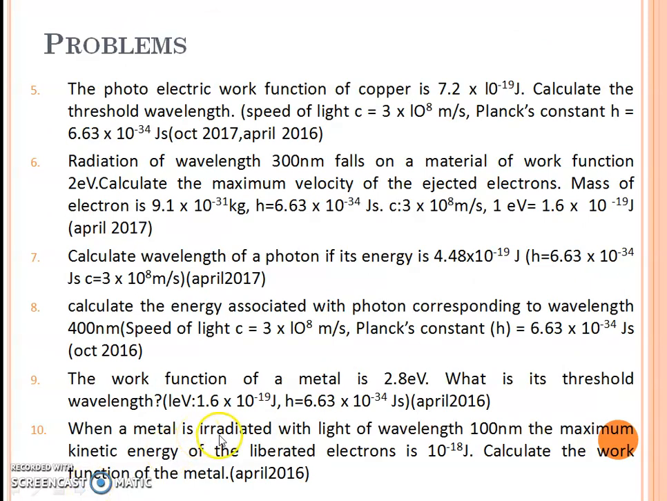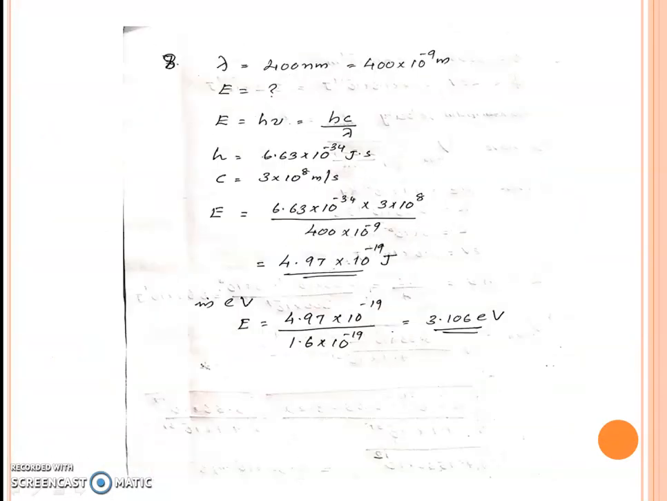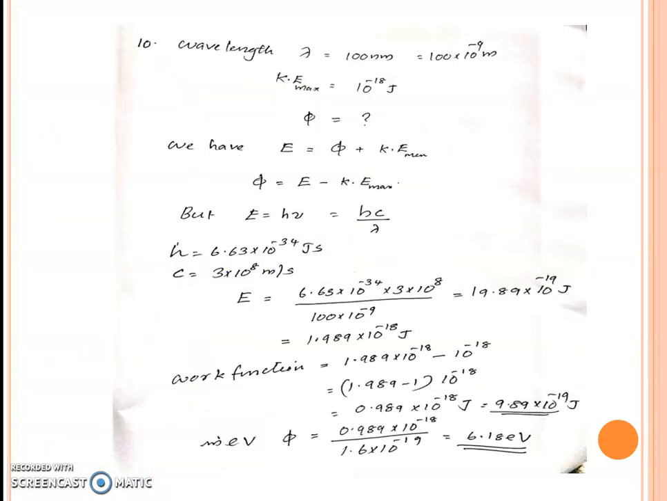When a metal is irradiated with light of wavelength 100 nanometer, the maximum kinetic energy of the liberated electron is 10 raised to minus 18 joule. Calculate the work function of the metal. So, wavelength of the photon is given as 100 nanometer, that is 100 into 10 raised to minus 9 meter. And the maximum kinetic energy is given as 10 raised to minus 18 joule. And we have to calculate the work function.